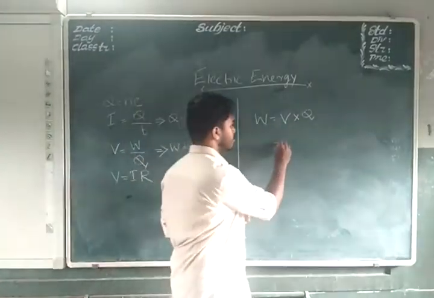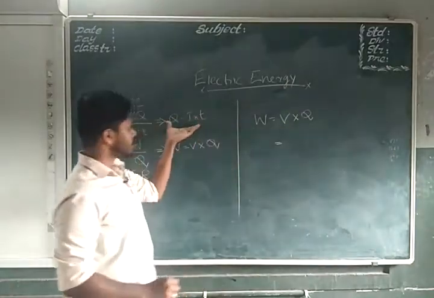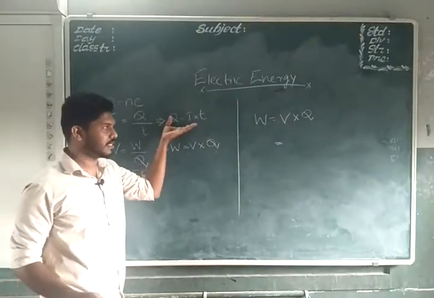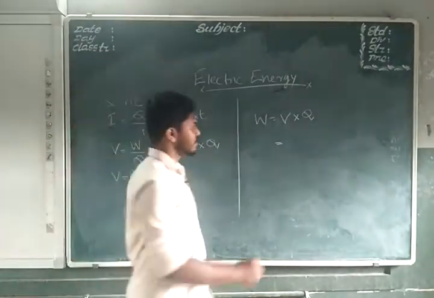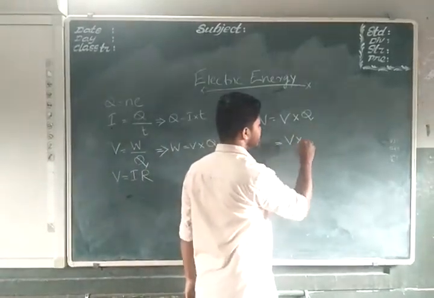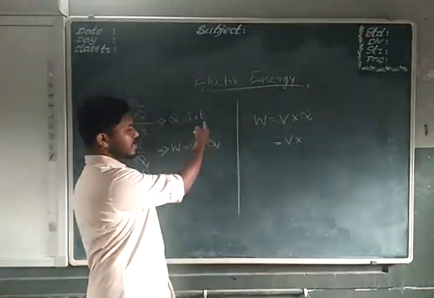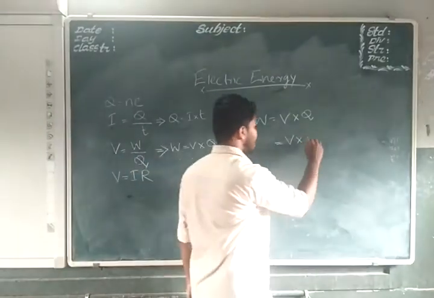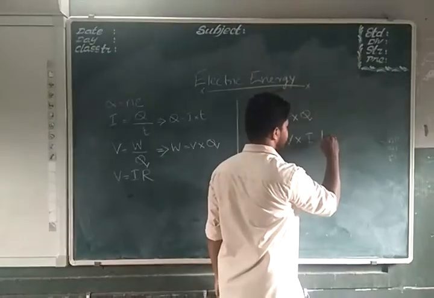Now we can substitute another value for Q. We know there is an equation Q equal to I into T. Substituting Q equal to I into T, we get V into, instead of Q, I into T. That is V I T.